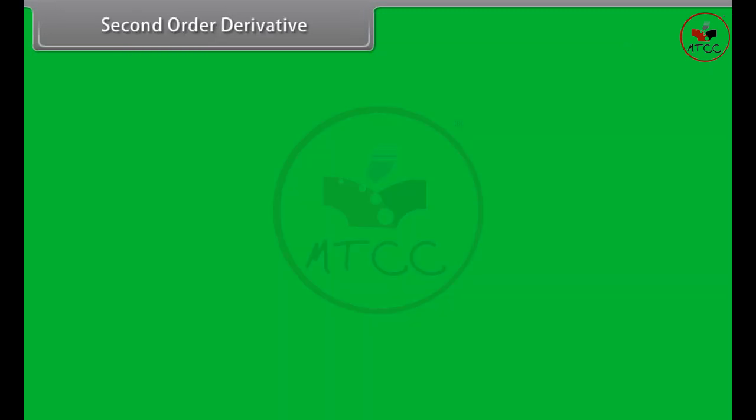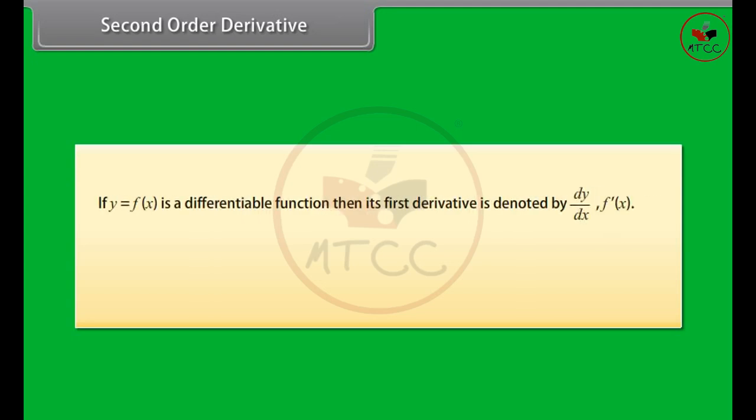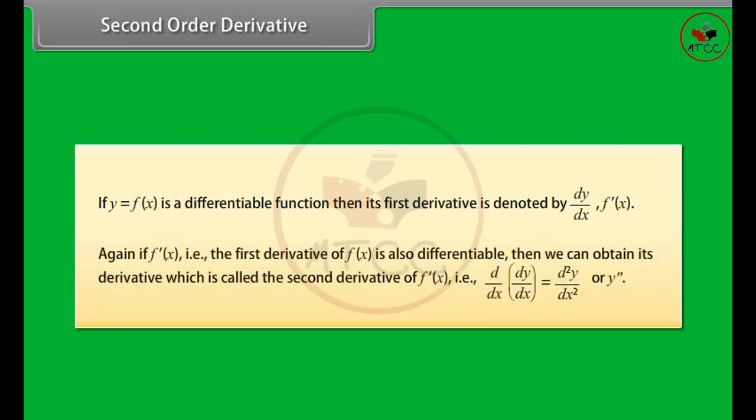Second order derivative. If y is equal to f of x is a differentiable function, then its first derivative is denoted by dy by dx or f dash x. Again, if f dash x, that is, the first derivative of f of x, is also differentiable, then we can obtain its derivative, which is called the second derivative of f of x, that is, d by dx of dy by dx is equal to d2y by dx square or y double dash.